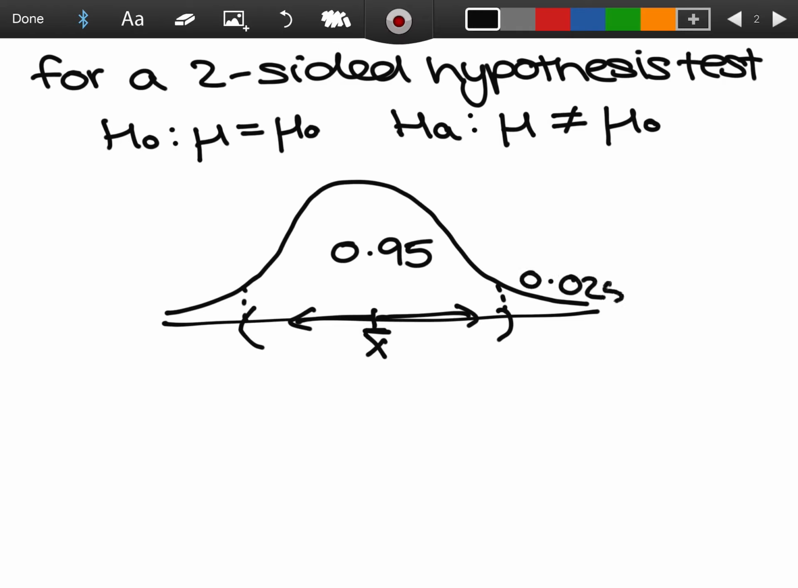Okay, it will fall within that interval. But 5% of the time, so put 0.025 on either side, 5% of the time, our population mean is going to fall outside of that interval. That means that 5% of the time, our population mean is too far away from our sample mean.